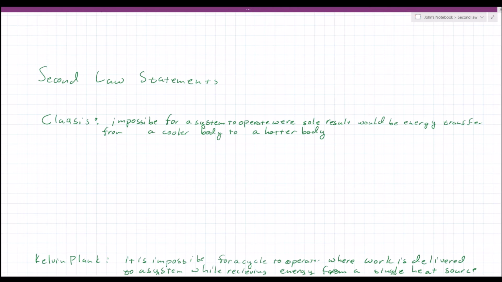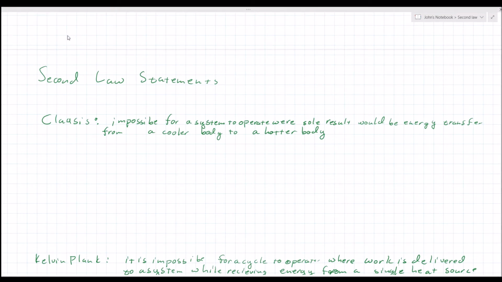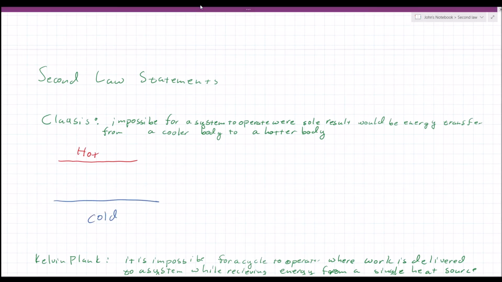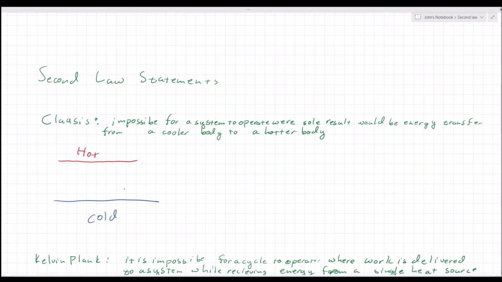Well, what does that mean? Well, you have this. If I have a hot body here, and I have a cold body here, I cannot simply just have heat go this way spontaneously on its own. That's not possible. Heat always flows from high to low, so I can have heat spontaneously go this way from hot to cold, but not the other way around.